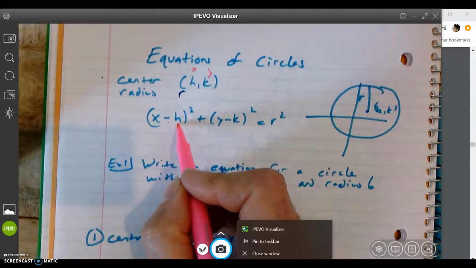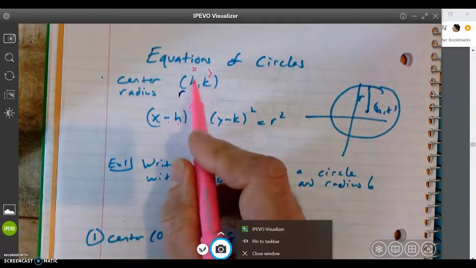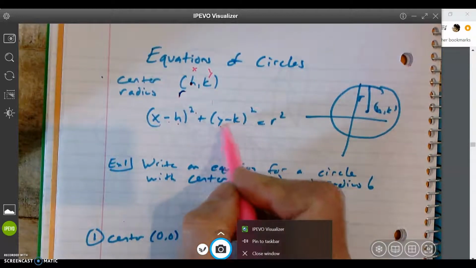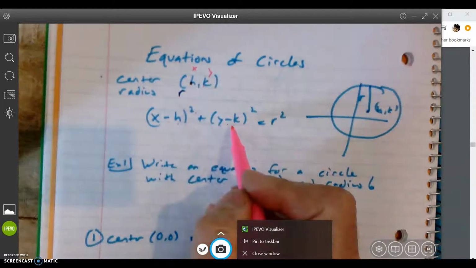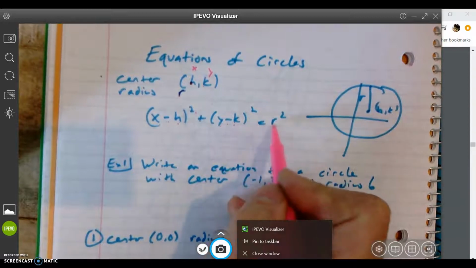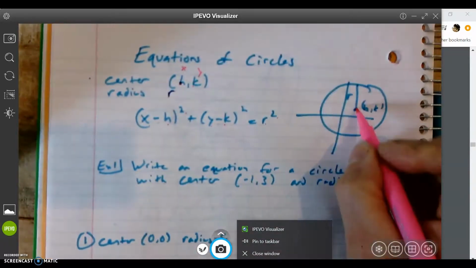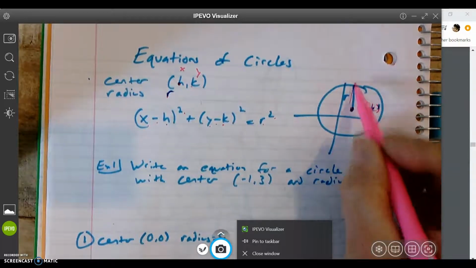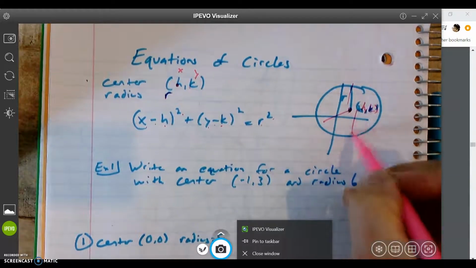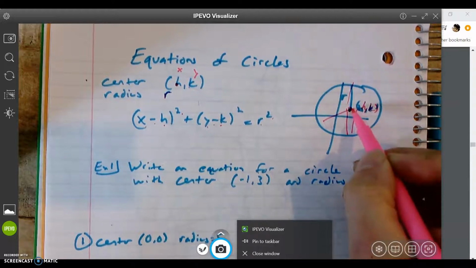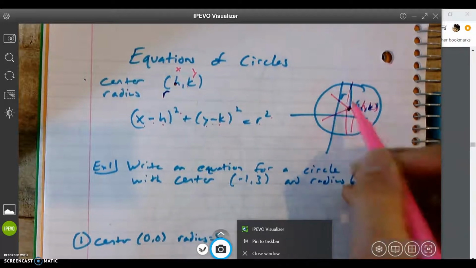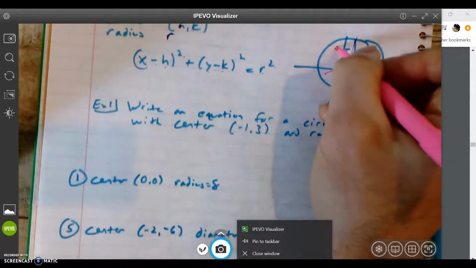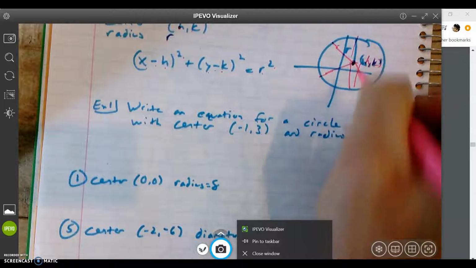(x minus h) squared, because that's going to be the center where the x value is. And then (y minus k), which is the y value of the center, squared equals the radius squared. So if you have a center, that's (h, k), and then the radius is just r. All these are radii, an infinite amount. It starts at the middle and goes all the way to the edge, my bad.